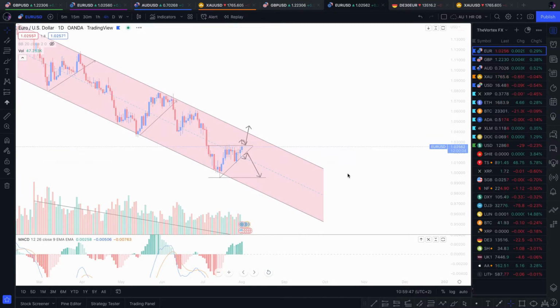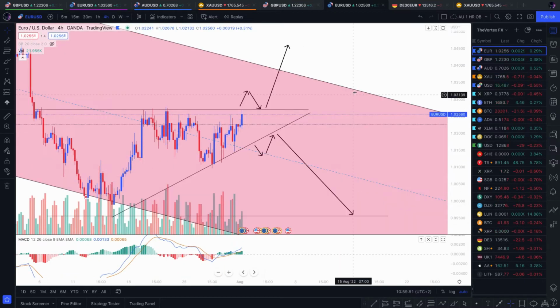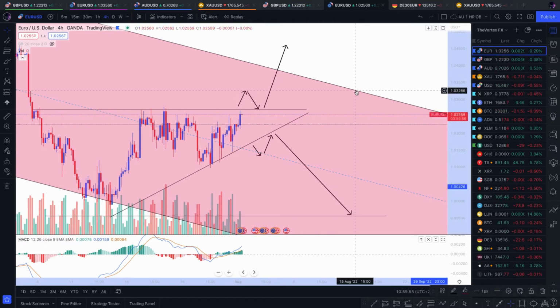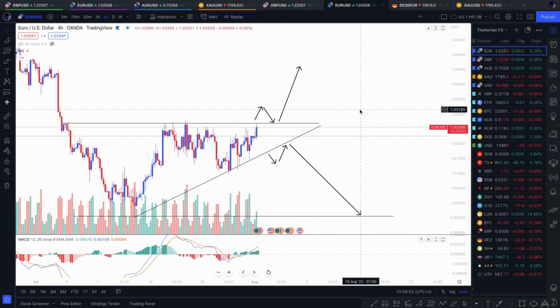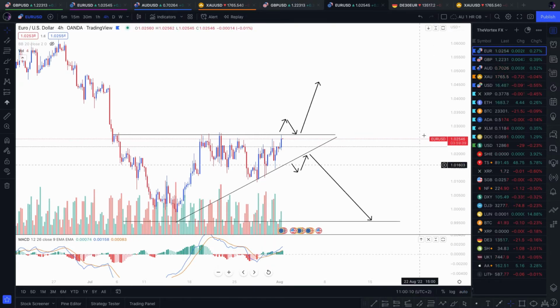So let's jump back into the 4-hour. Let's remove this pink colored channel for now. All right, so guys, this is what I'm looking for. We can see the MACD's MA lines are above the histogram. This is on the 4-hour, which does mean it is signifying a bit of a bullish trend. But I'm really targeting that breakout.